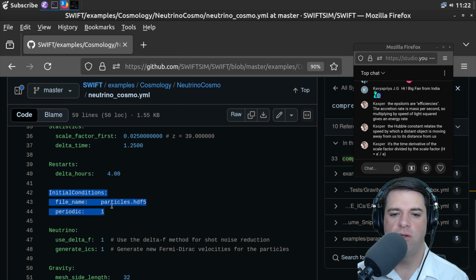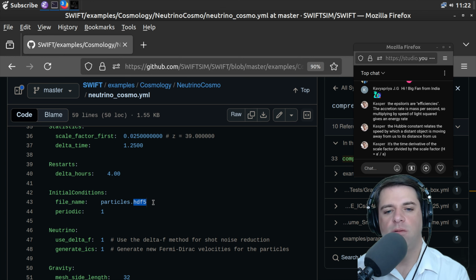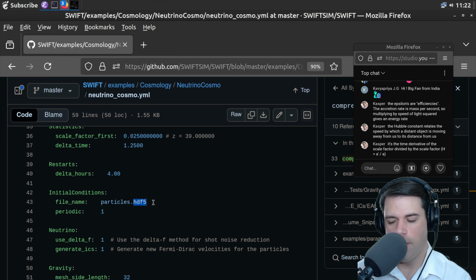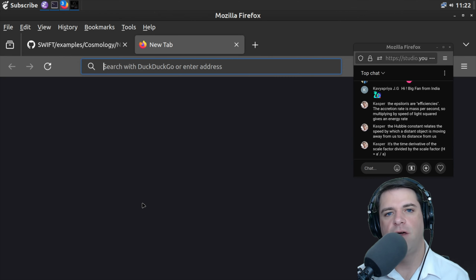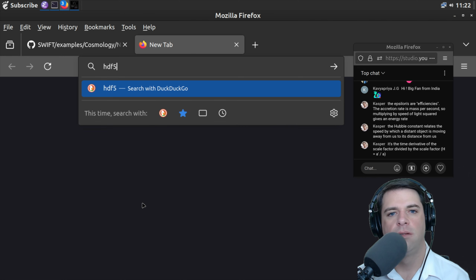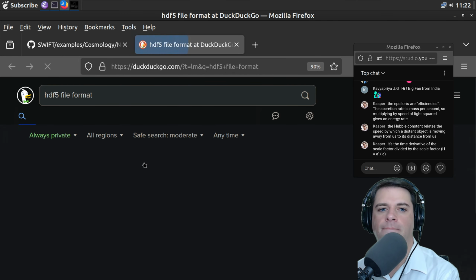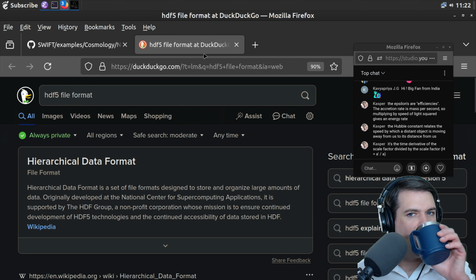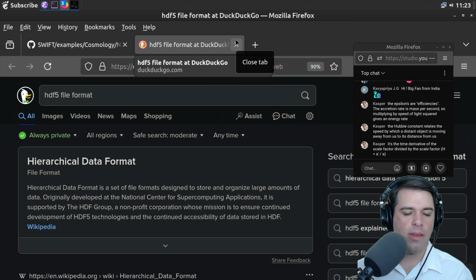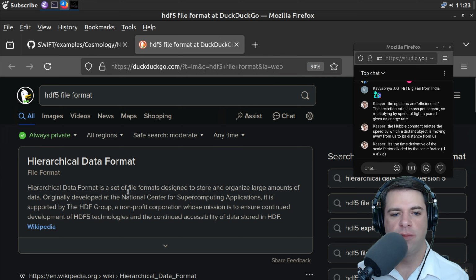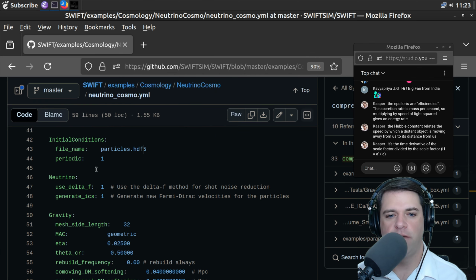And then we'll give it initial conditions as an HDF5 file, which is the same file format that was used by Keras for machine learning snapshots. This is some file format. Hierarchical data format, designed to store and organize large amounts of data, originally developed at the National Center for Supercomputing Applications. Okay, so this is some file format for saving things like snapshots and also initial conditions.